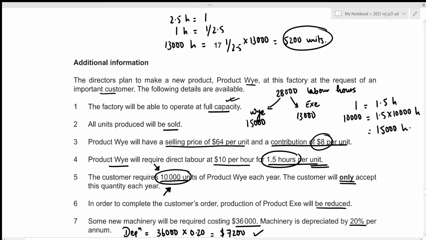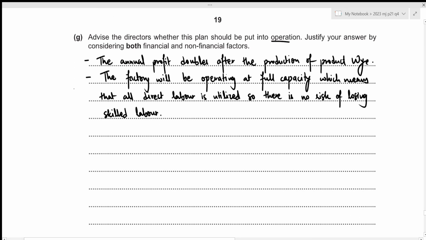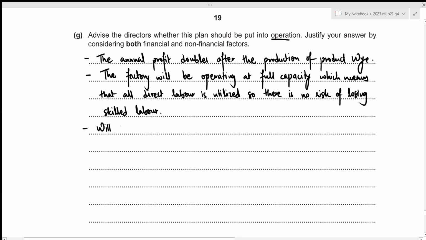And if you take a look above for product Y, we are told that product Y is being produced at the request of an important customer. So there's only really one customer for product Y, and we do not really know whether or not the order from this customer will be repeated in the future. So we can question that. Will the order from this important customer be repeated in the future?